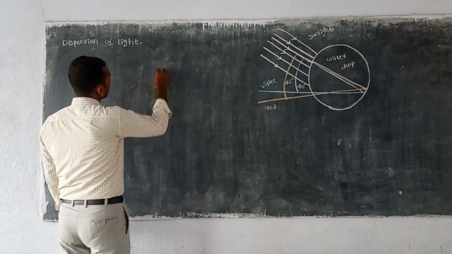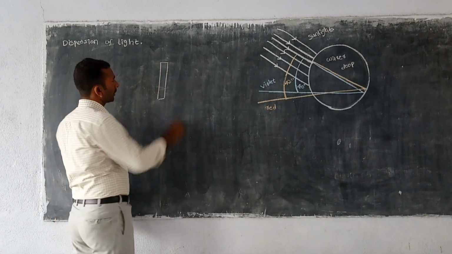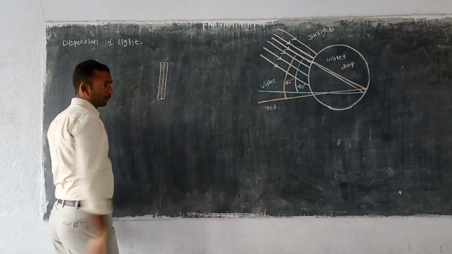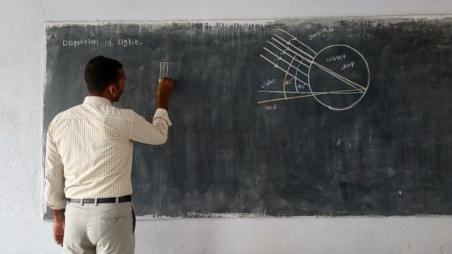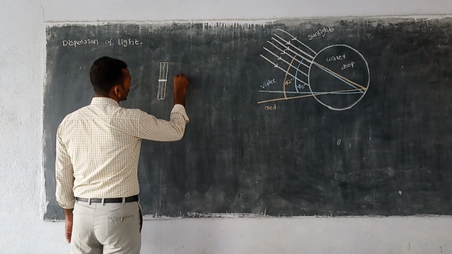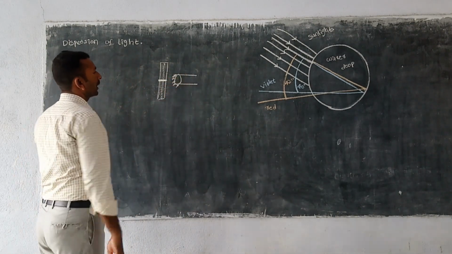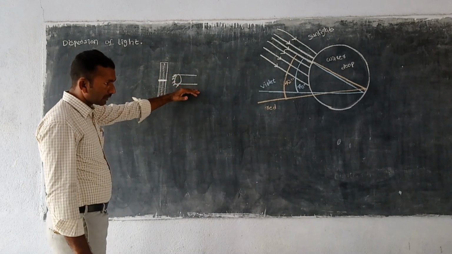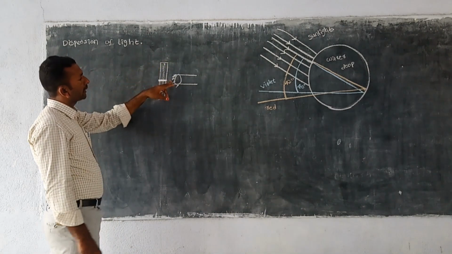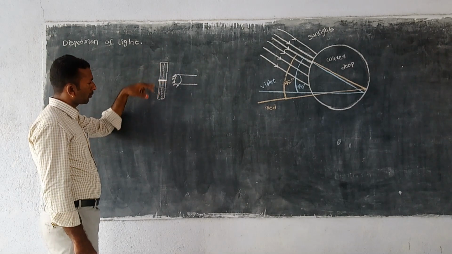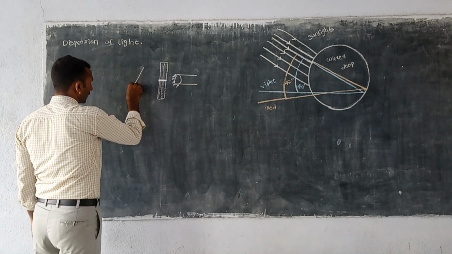In the dark room, just take a wooden plank, and keep it in front of the wall and make a hole in it. Make some source of light. Switch on the light from here. After switching on this light source, the light rays fall on the wooden plank. Here we made a hole in the wooden plank, and some light rays come through the hole, and a prism is kept here.